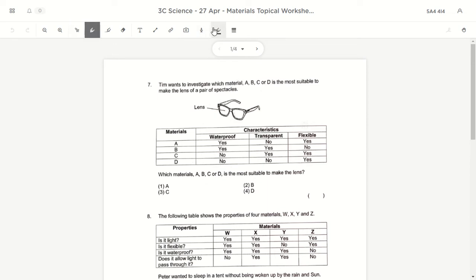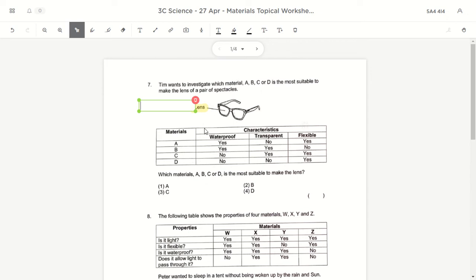Alright, so in this topic of materials, it's important to know and to link your answer or your reasoning back to the property of the material that you are talking about. So in this case, we want to make a lens. We want to make the lens of a spectacle. So in your mind, I want you to think about what is the important property that a lens must have. If without a property, the lens can't work.